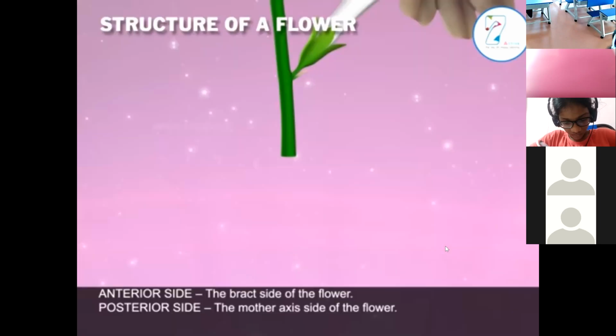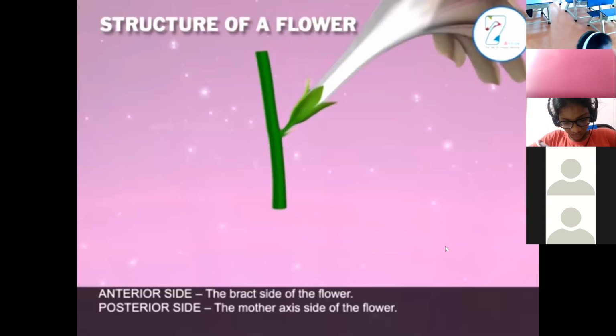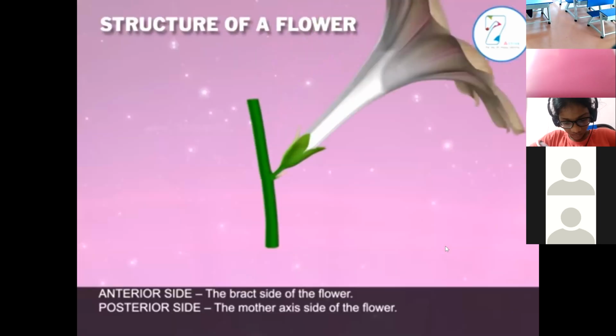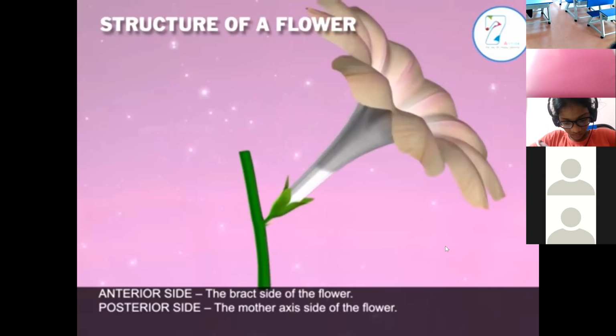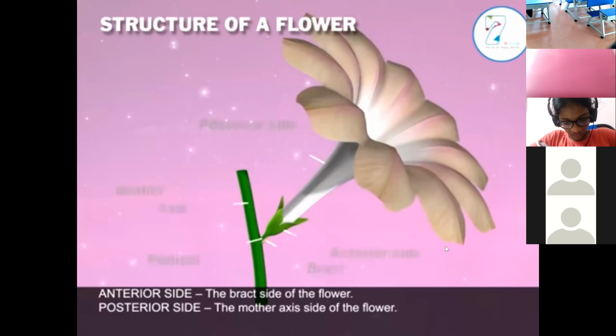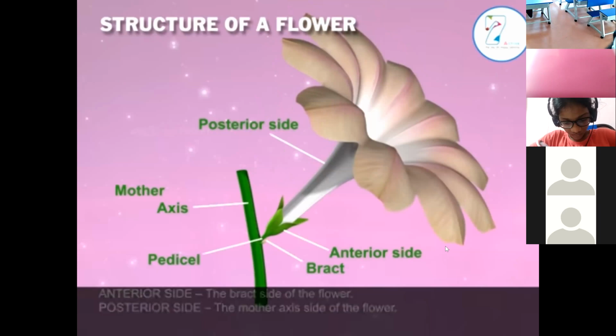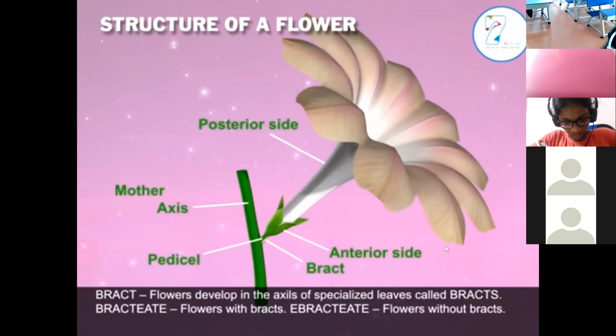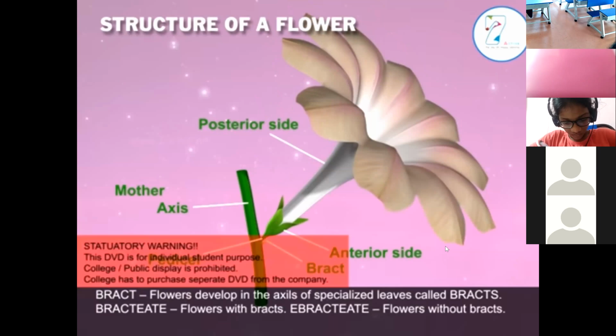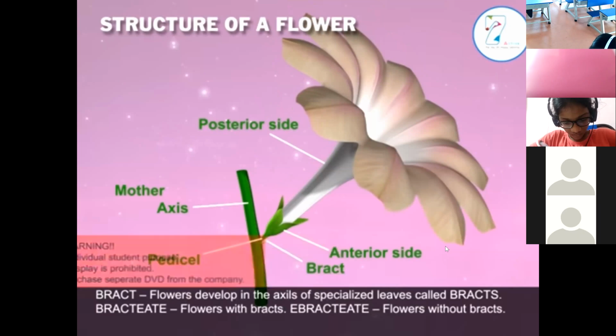Structure of a flower. Anterior side, the bract side of the flower. Posterior side, the mother axis side of the flower. Bract. Flowers develop in the axils of specialized leaves called bracts. Bracteate. Flowers with bracts. Abracteate. Flowers without bracts.